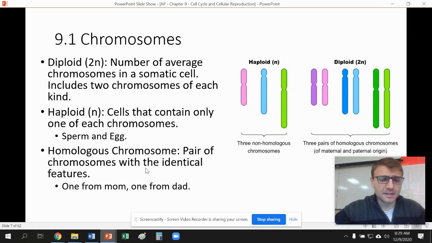One more thing I wanted to add in here is the concept of homologous chromosomes. These again are pairs of chromosomes that have identical features like identical genes and the location of the centromere. The blue and the green one are not homologous chromosomes here. The pink and the blue one are not homologous chromosomes. The only homologous chromosomes are the pink ones, the blue ones, and the green ones. Think of this as getting one from mom and one from dad, for each pair.